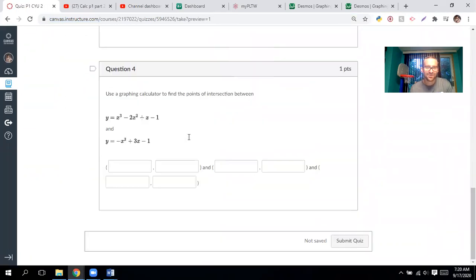So in the CYU, all you need to do is just points of intersection. So if you want, you can just pull up Desmos and find those.